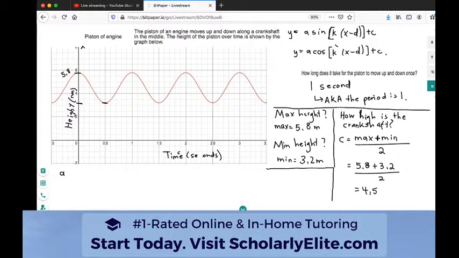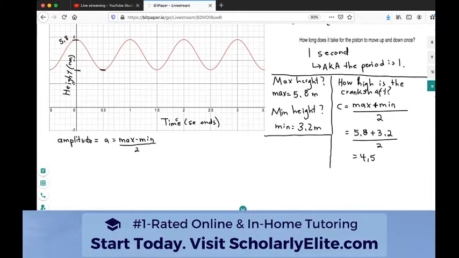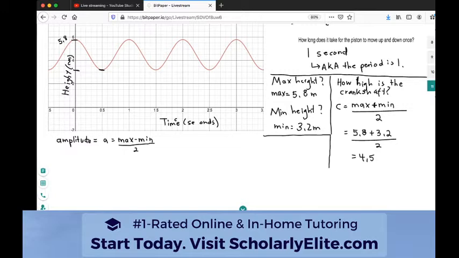The A is the amplitude, and the way to solve for that is actually kind of just the opposite of how we solve for C. So instead of max plus min, for A it's max minus min divided by 2. Let's move all this up a little bit. So max minus min divided by 2 is A, and that's 5.8 minus 3.2 divided by 2, which is going to equal 1.3.